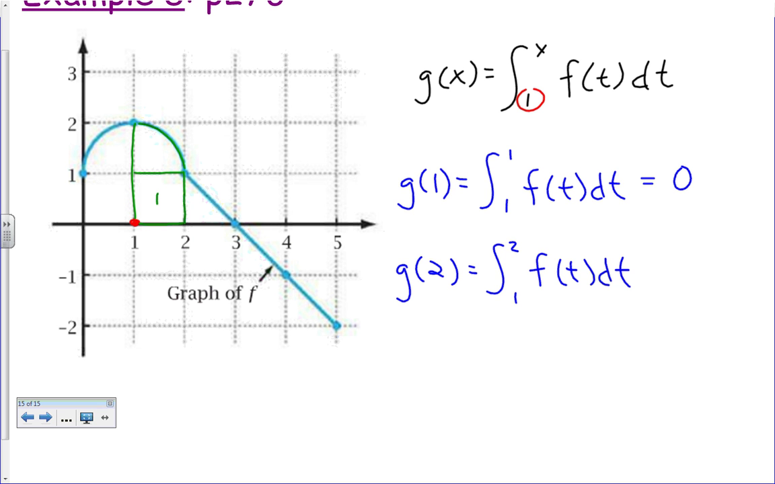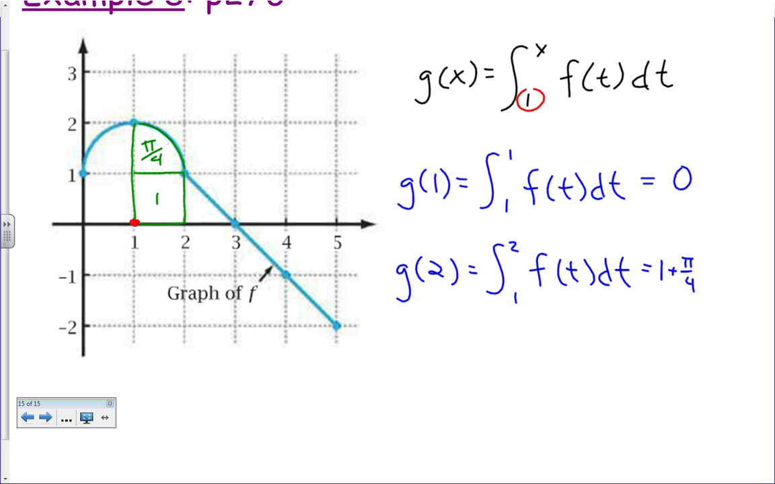But then you also have this quarter circle, a quarter circle with a radius of 1. I know the area of a circle is pi times the radius squared, and since it's a quarter circle, it's 1/4 that. So pi times 1 squared, that's just pi times a fourth of the circle. This is pi over 4. So it turns out that g of 2 is equal to the sum of those two, that would be 1 plus pi over 4.